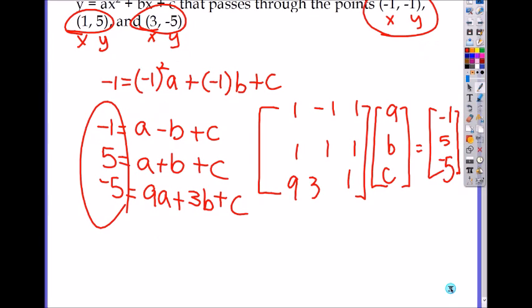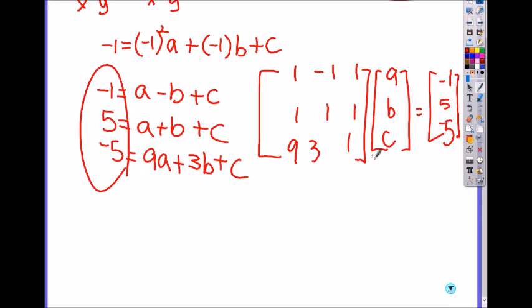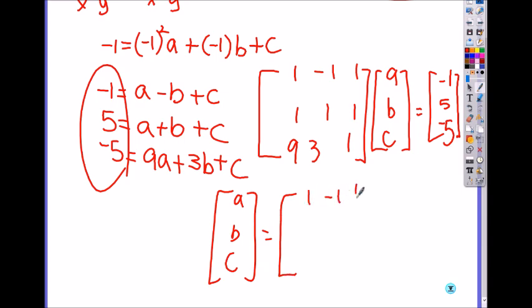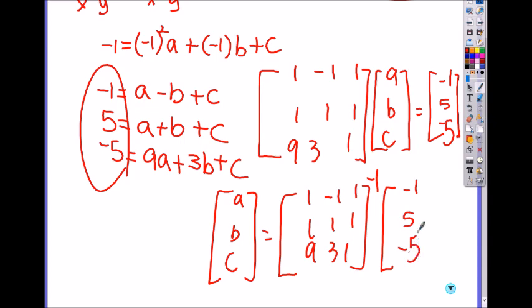So what are we trying to do here? We are trying to solve for A, B, C. That means we need to get rid of this matrix. How do you make this either 1 or make it invisible? Yeah, you have to multiply by its inverse on both sides. So now you write A, B, C equals the inverse of 1, negative 1, 1, 1, 1, 1, 9, 3, 1, that matrix, times negative 1, 5, negative 5. Remember this?